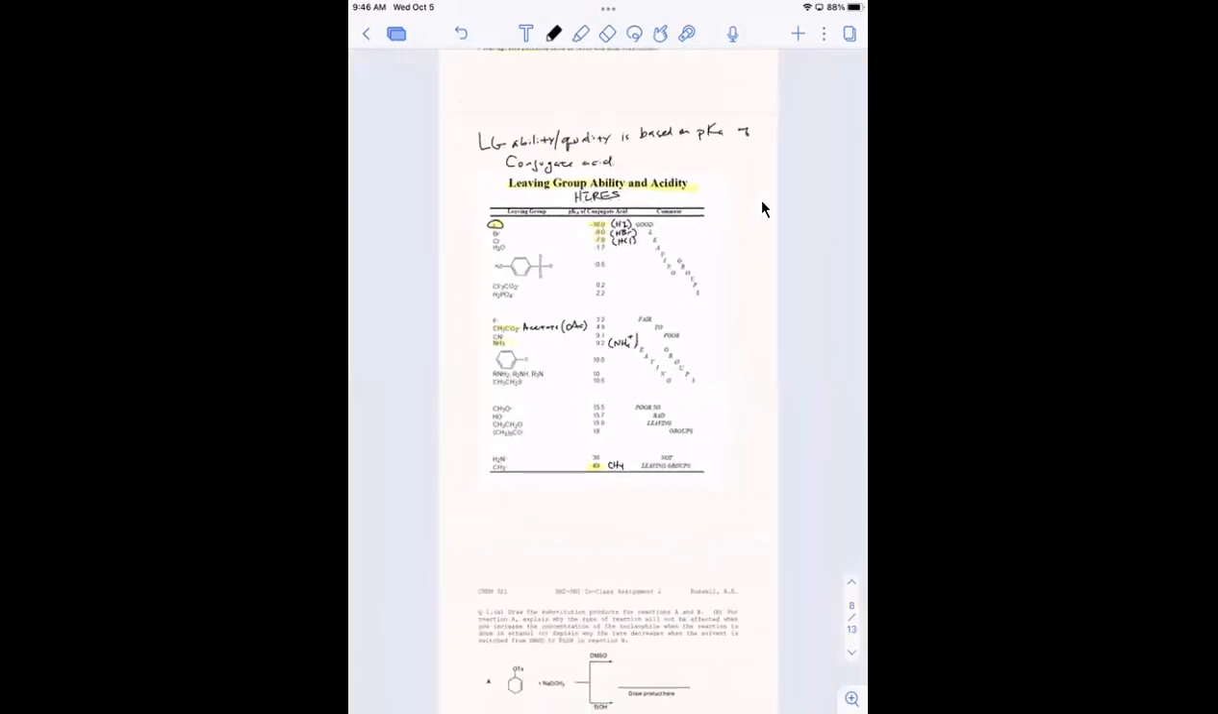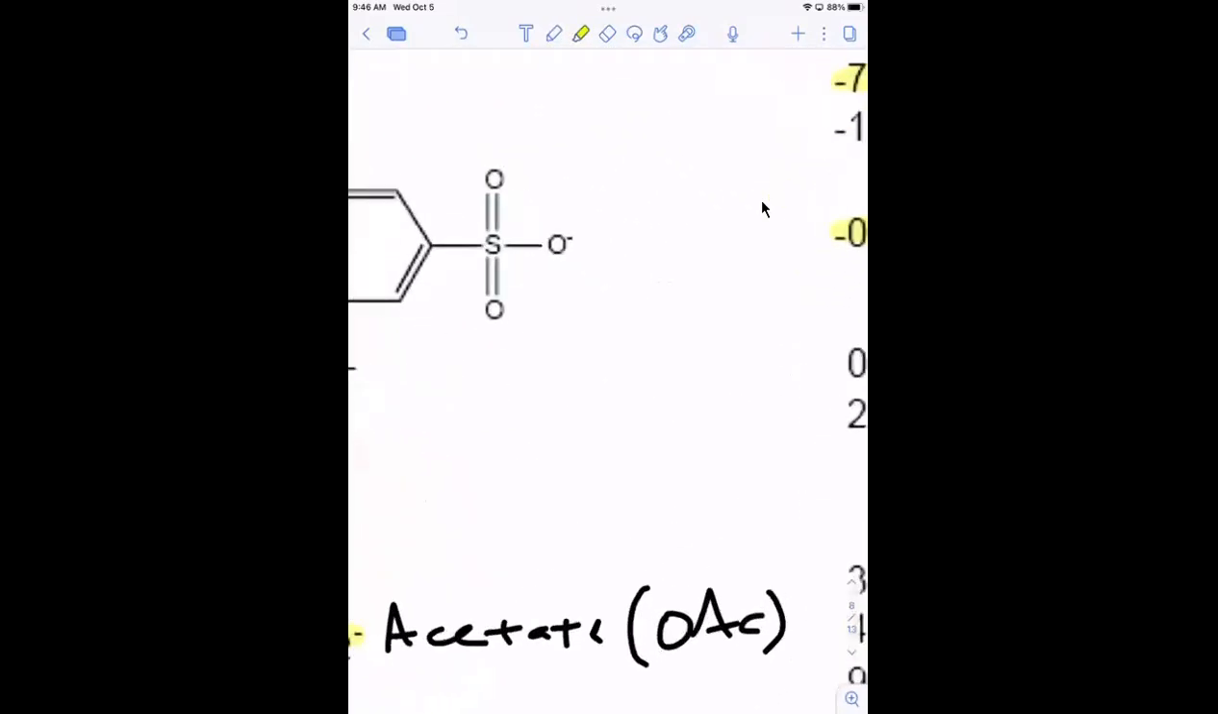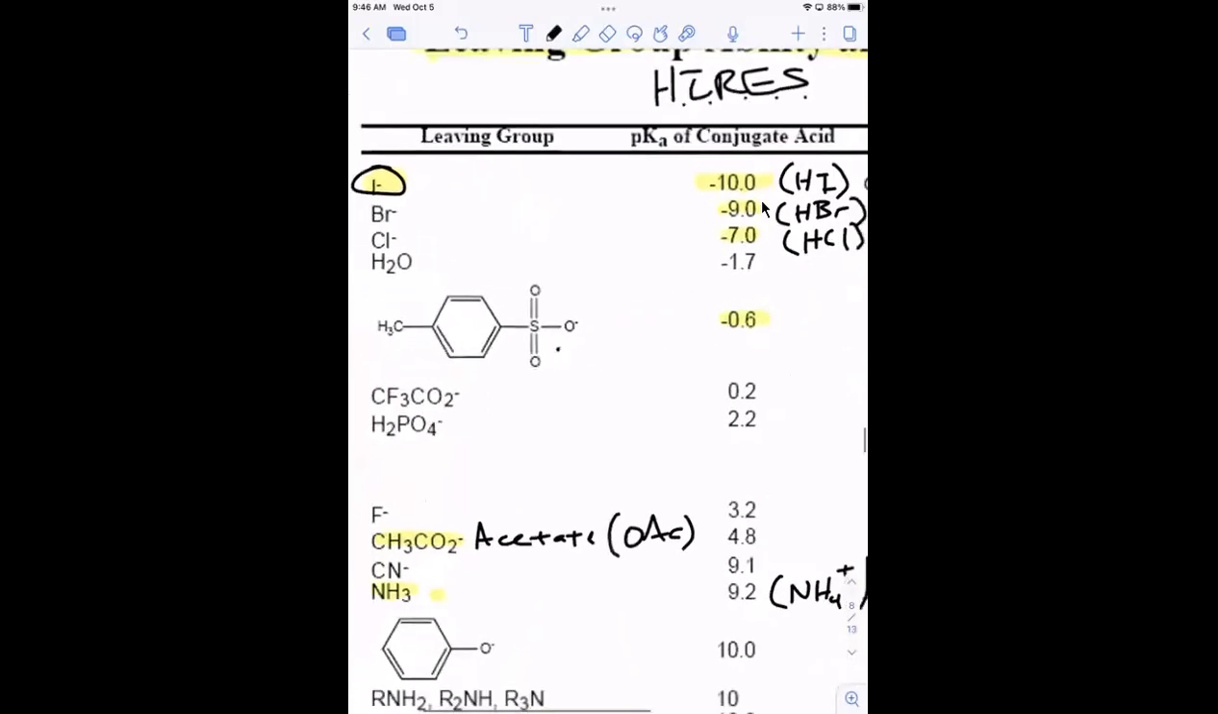All right, questions about that? This is one of the ones you're going to see as well. This is a tosylate, and it's abbreviated as OTs. All right, any questions about the leaving groups?